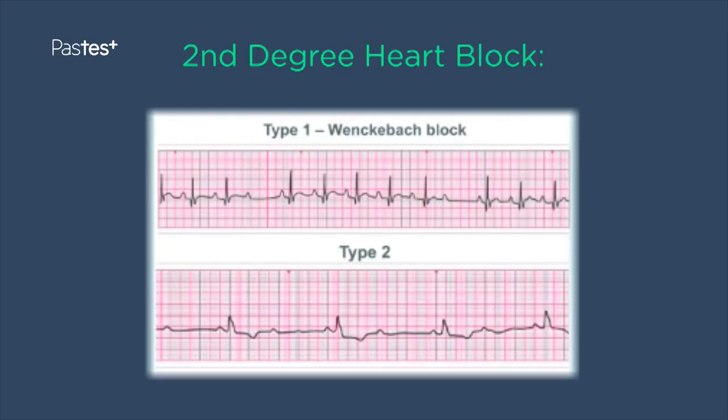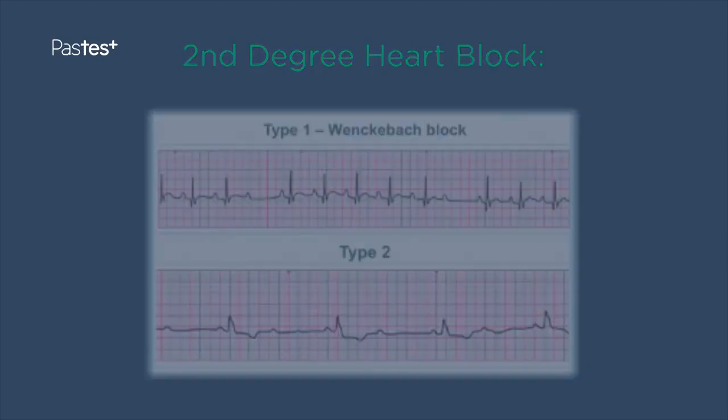Type 2, however, is where you have an alternating pattern of a conducted beat with a non-conducted beat. So you see on the screen here, a P wave followed by a QRS complex, then you just see a P wave with no QRS complex, and then the next beat is a P wave with a QRS complex. And this is a repeating pattern you see throughout this whole trace.